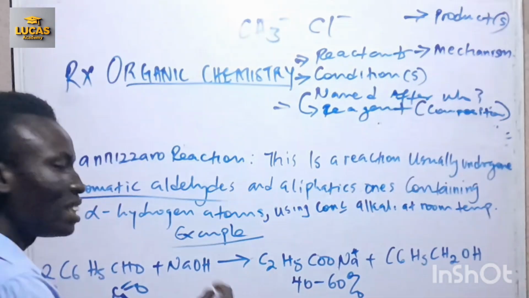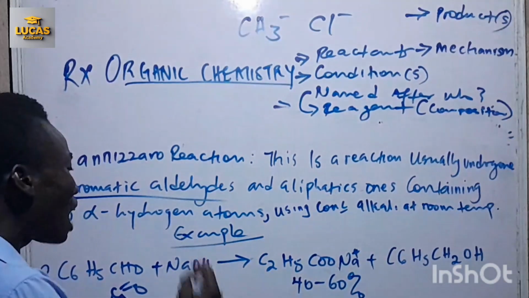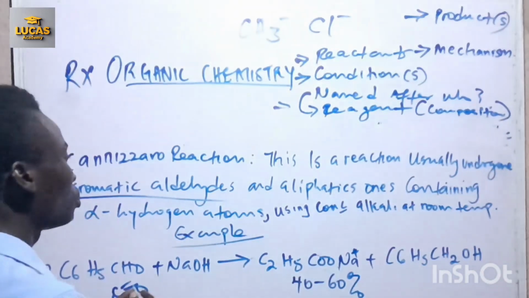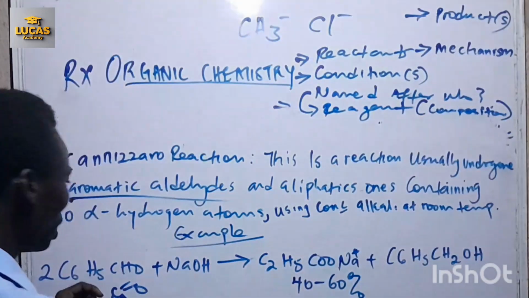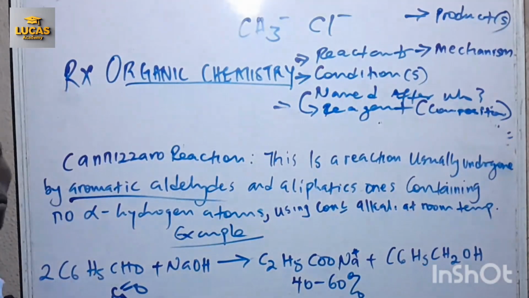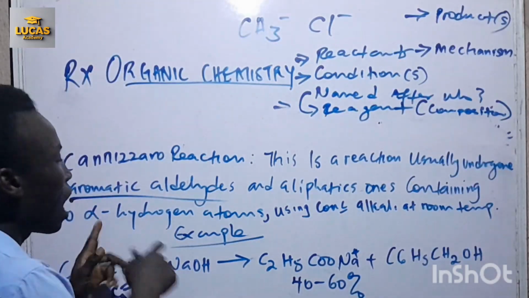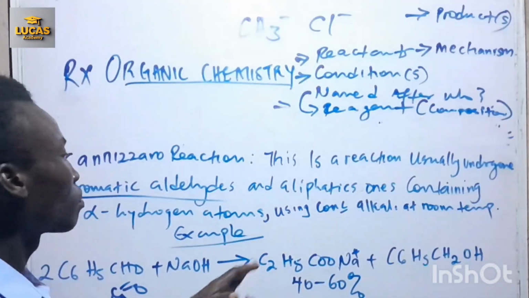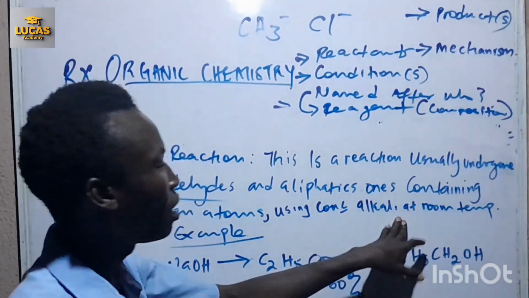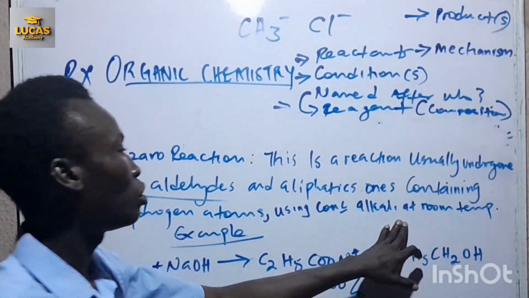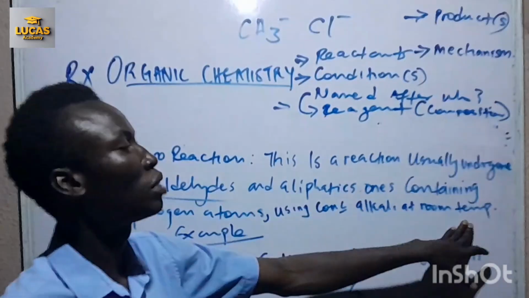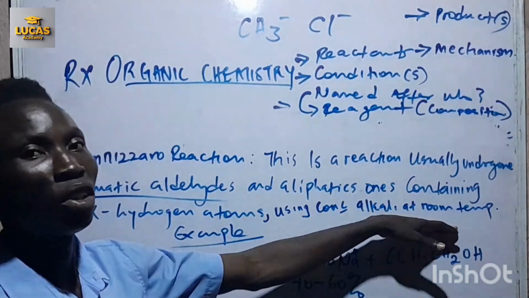So you will replace the alpha hydrogen atom with what? We are going to replace it with the aldehyde in this place, or you replace it completely, so without the alpha hydrogen atom. Now, using what we call conc alkali, that is a conc aqueous solution of alkali at room temperature. So that is the required condition.